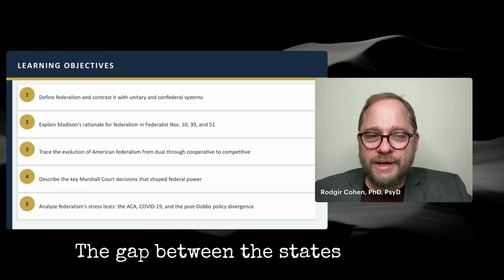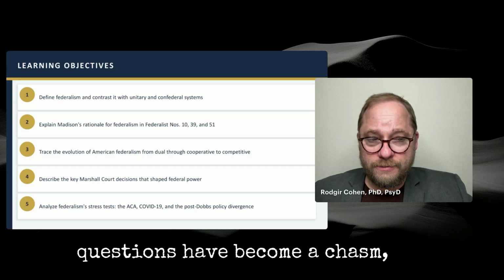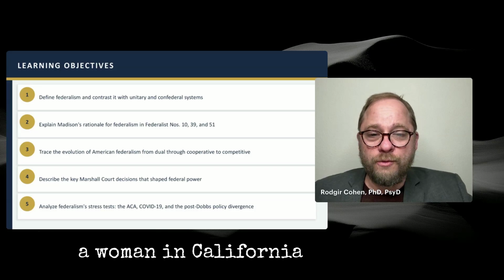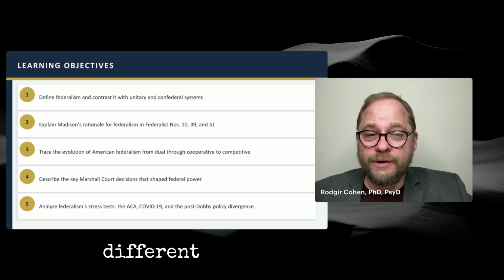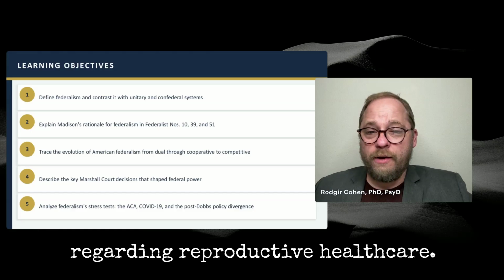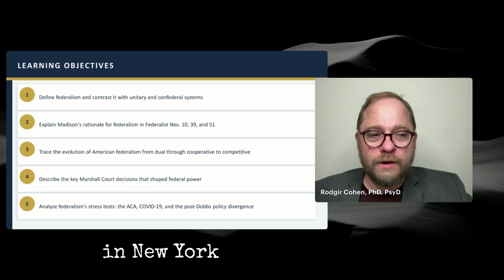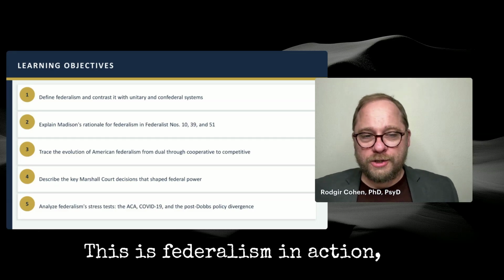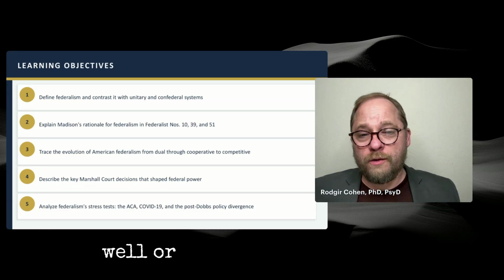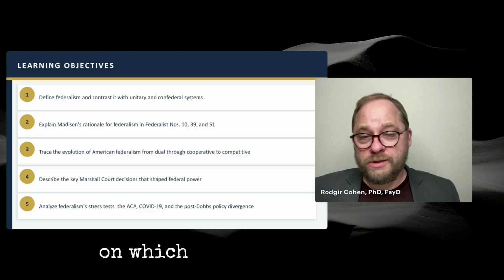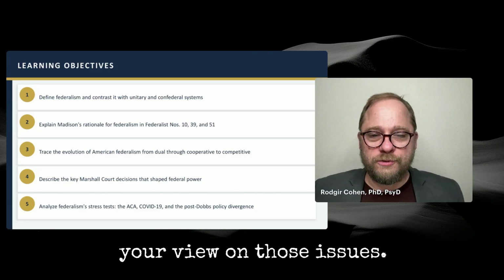The gap between the states on those questions has become a chasm, and a woman in California and a woman in Texas live in fundamentally different legal environments regarding reproductive health care. A gun owner in Texas and one in New York live under dramatically different rules. This is federalism in action, and whether you think it's working well or a catastrophe depends on which state you live in and your view on those issues.